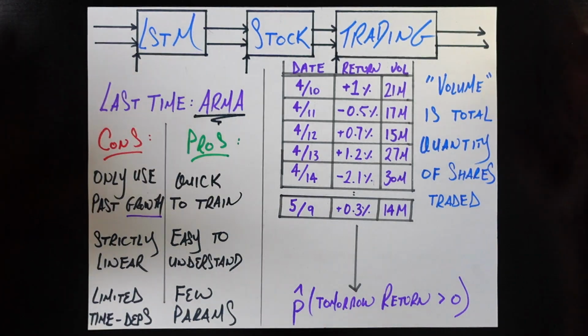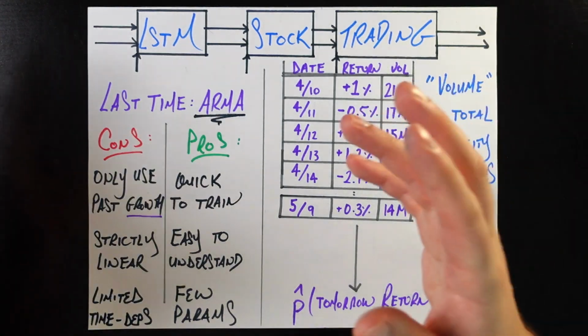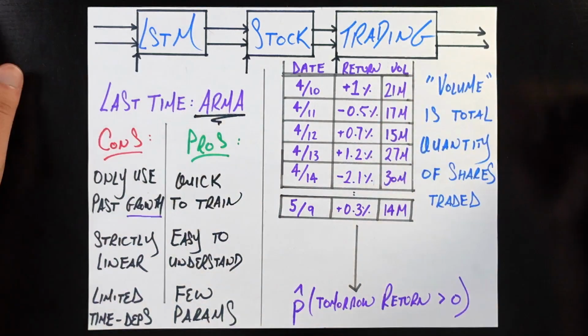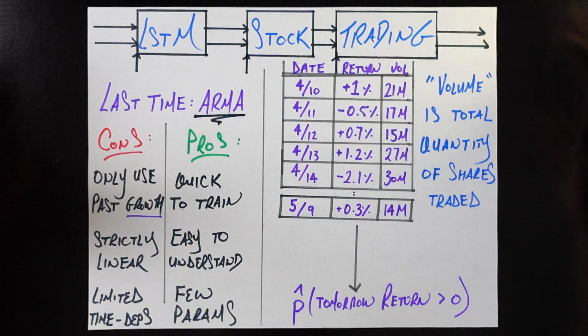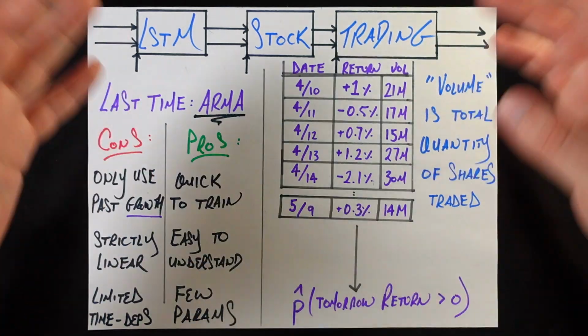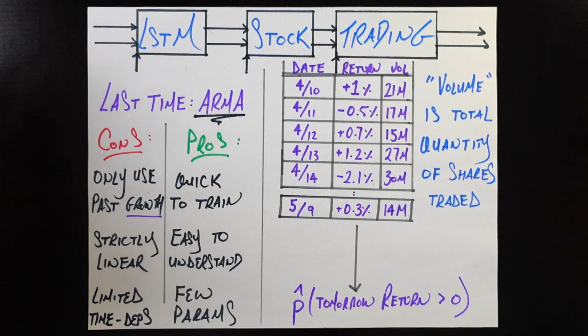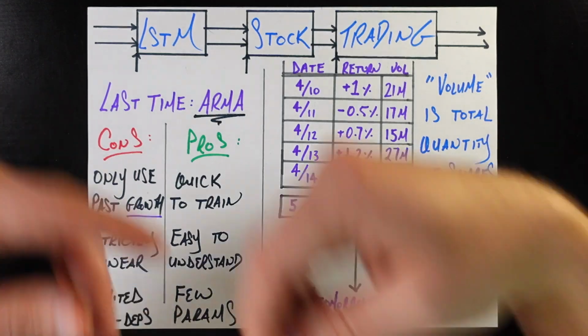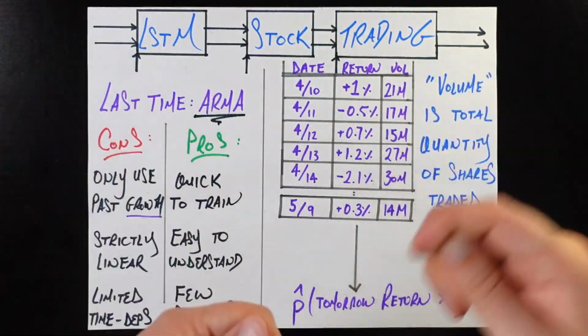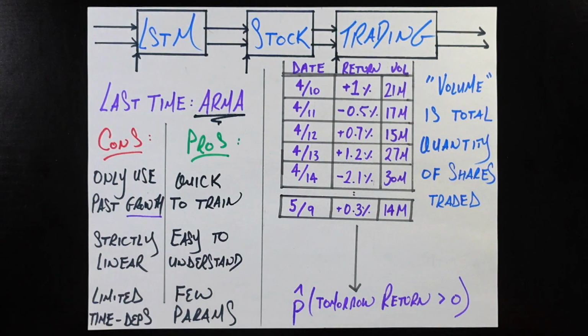And just that could be useful because, for example, if very few shares are traded on a given day, maybe that's bad news for the stock because it means people aren't really interested. Or it could be that many, many shares traded on a given day is bad news for the stock because it means lots of people are dumping or selling the stock. There's a lot of volatility associated with the stock. Either way, we're going to let the model figure that out.